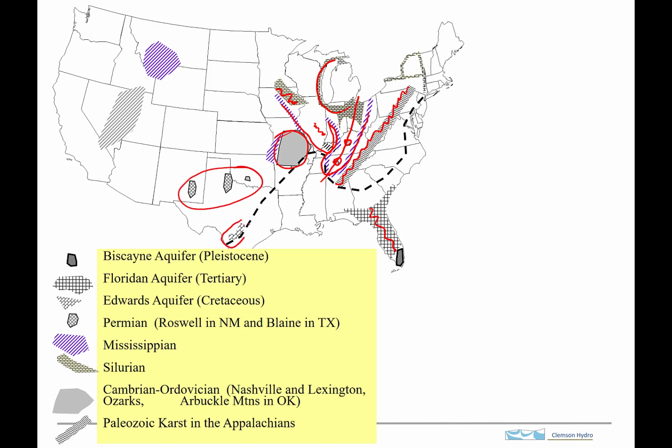And then out west, we've got some additional karst aquifers filling these small basins. This is the Edwards Aquifer right down here. And then out west, there's another Mississippian aquifer here. This is the Madison limestone, and then there are a variety of limestones here in the Basin and Range.